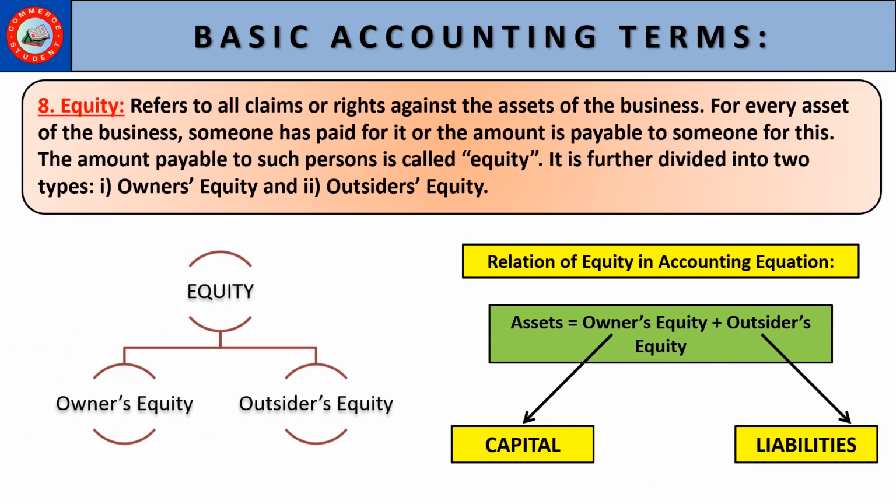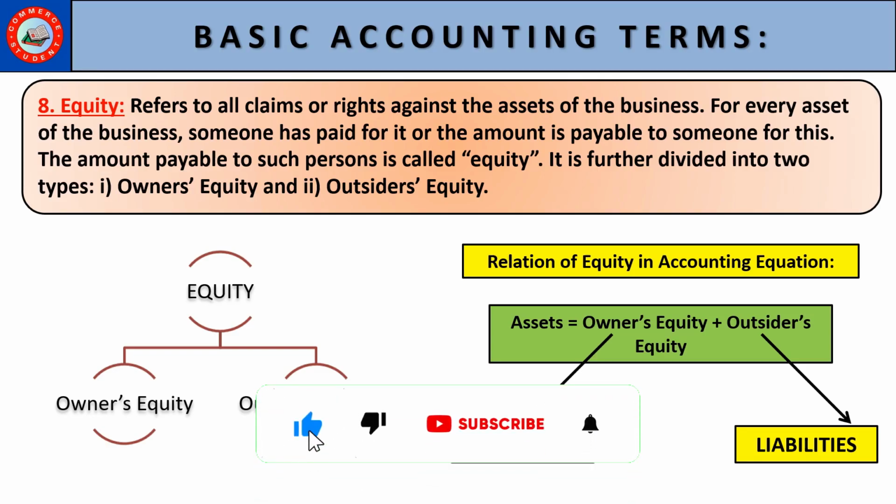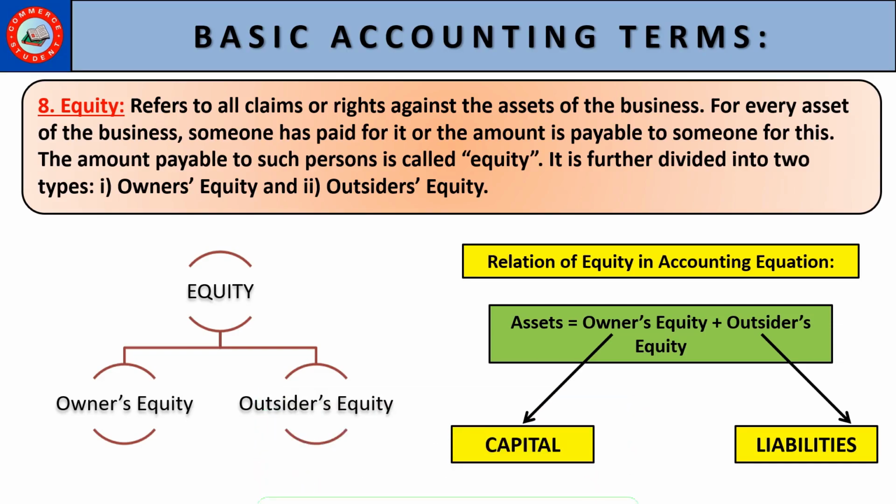Equity. Equity is about ownership claims against the assets of the business and understanding who holds a stake in what the business owns. There are two main types: owner's equity, which belongs to those who have invested in or own the business, and outsider's equity, which represents the claims of external parties. Owner's equity is called capital, outsider's equity is called liabilities. The basic accounting equation incorporates them as assets is equal to owner's equity plus outsider's equity.